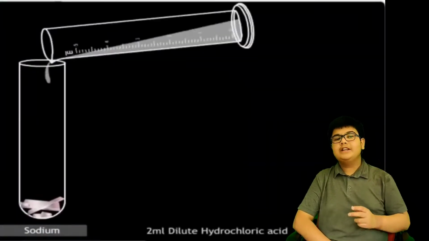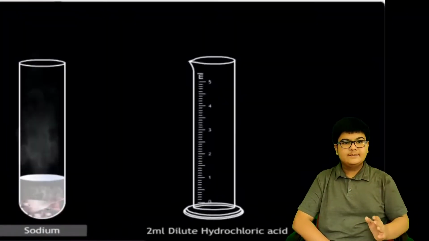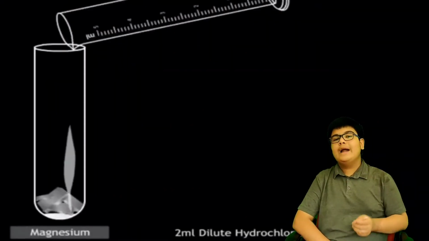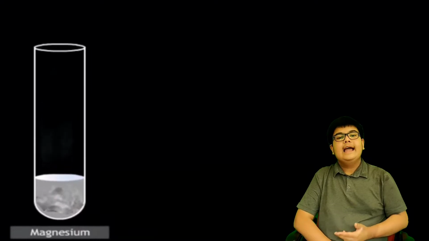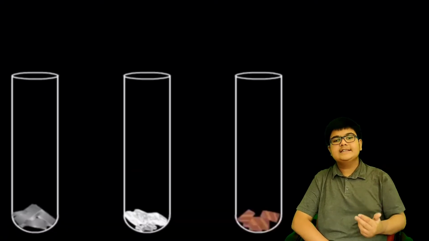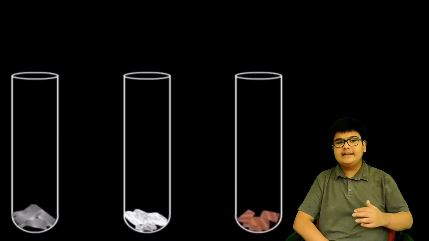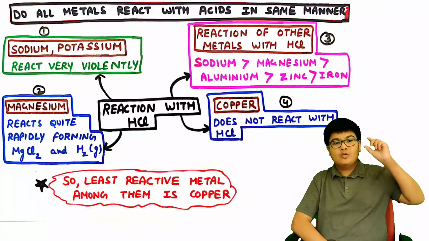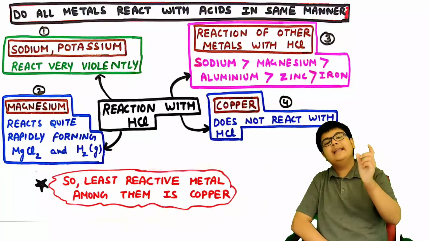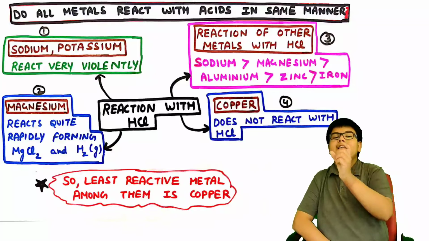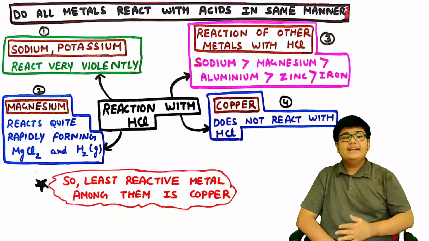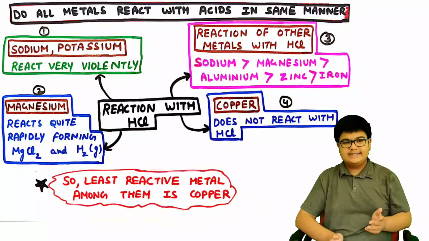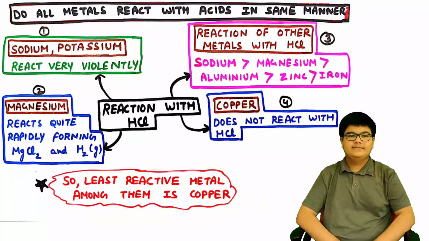Sodium and potassium react very vigorously. Magnesium reacts quite rapidly, forming magnesium chloride and hydrogen gas. And then we react other metals such as aluminium, zinc and iron, and we find that sodium is the most reactive, then magnesium, then aluminium, then zinc, and then iron is the least reactive among all these metals. But copper did not react with dilute HCl, so it is the least reactive.